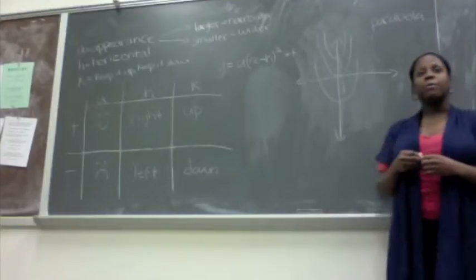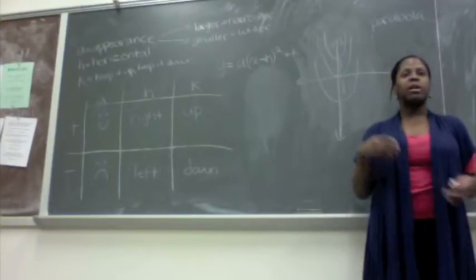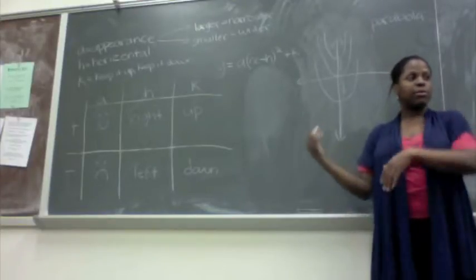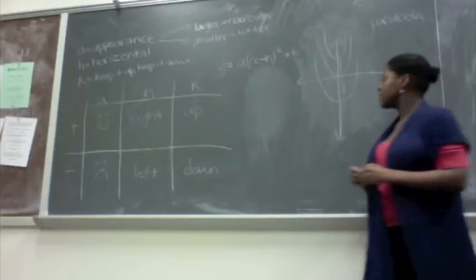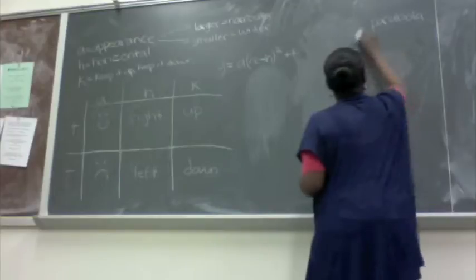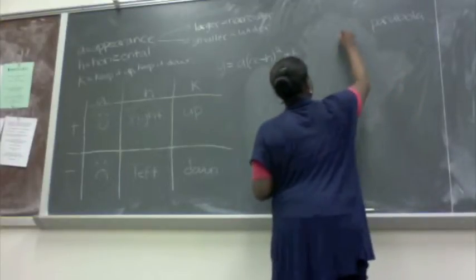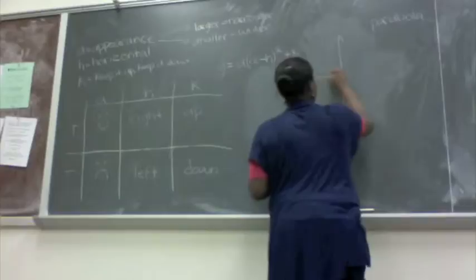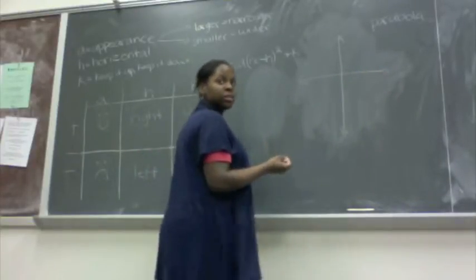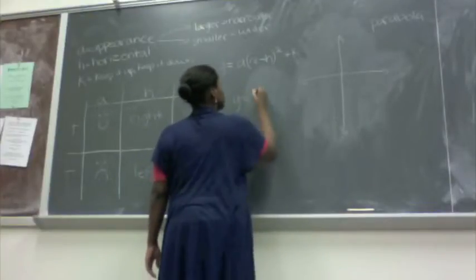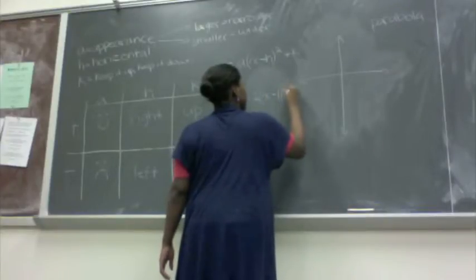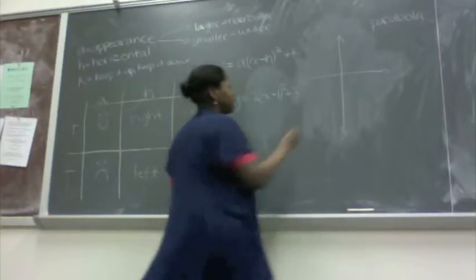Does everyone understand that? Are there any questions? Okay, so now we're going to do 2 examples. One I'm going to do and you guys are going to do with me. The next one you guys are going to do and actually have someone come up here and draw the parabola themselves. All right. So the first equation we're going to do is y equals 2 times x minus 1 squared plus 3. Okay?